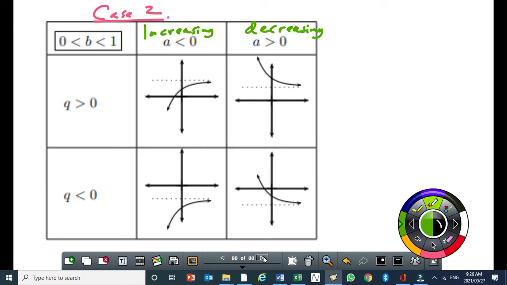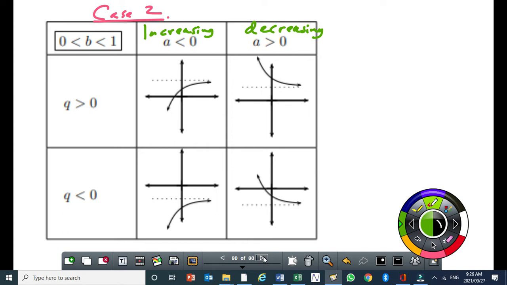Okay? Right? Then here, when A is negative and Q is negative, we are going to end up having a decreasing function. Or sorry, an increasing function. And then when A is positive but Q is negative, we also have an increasing function. But the asymptote is going to be below that curve.